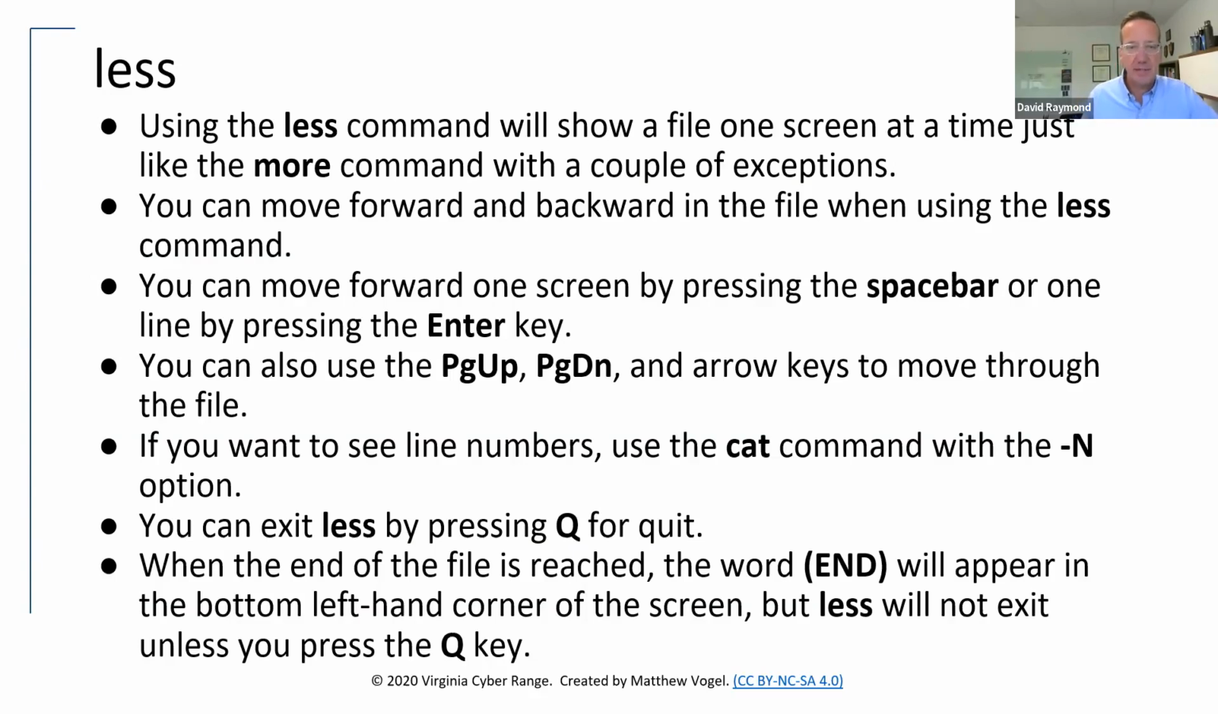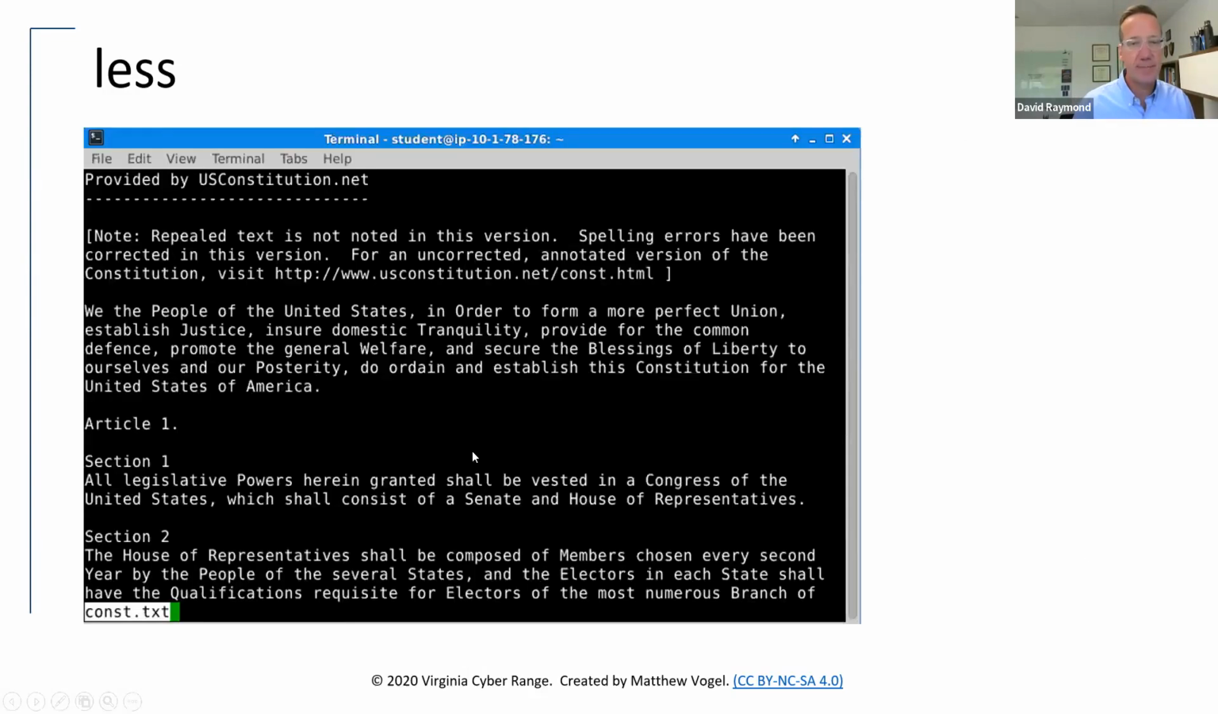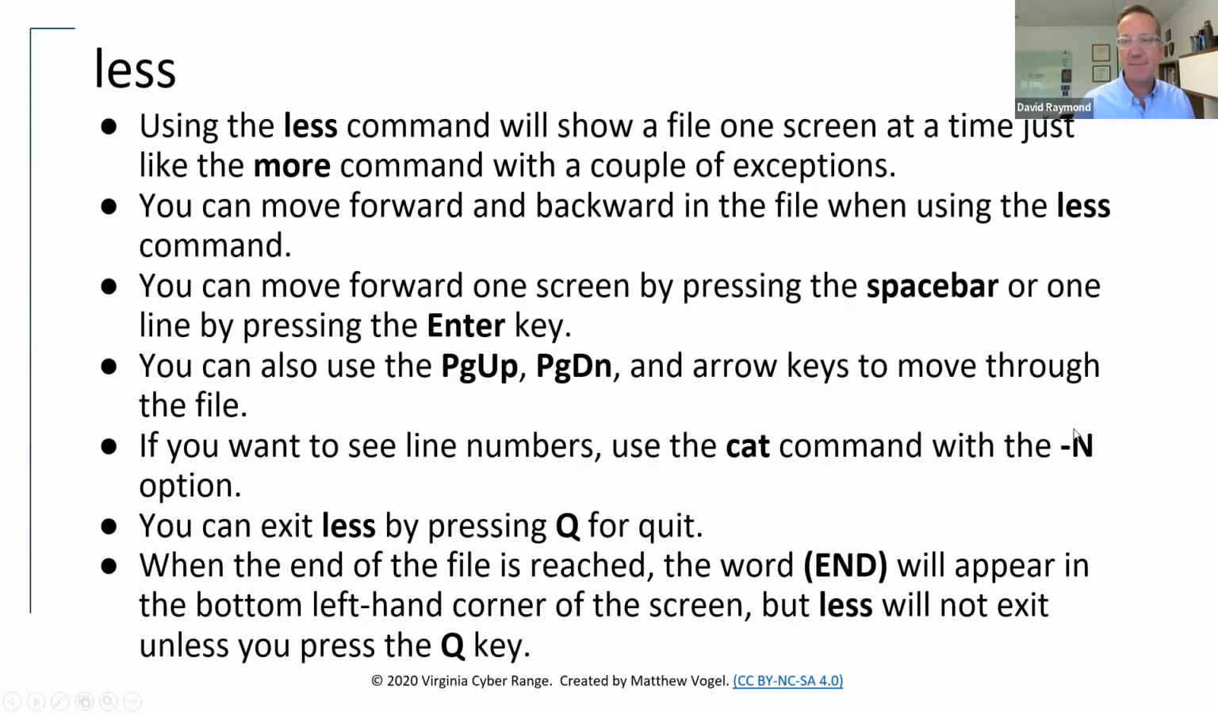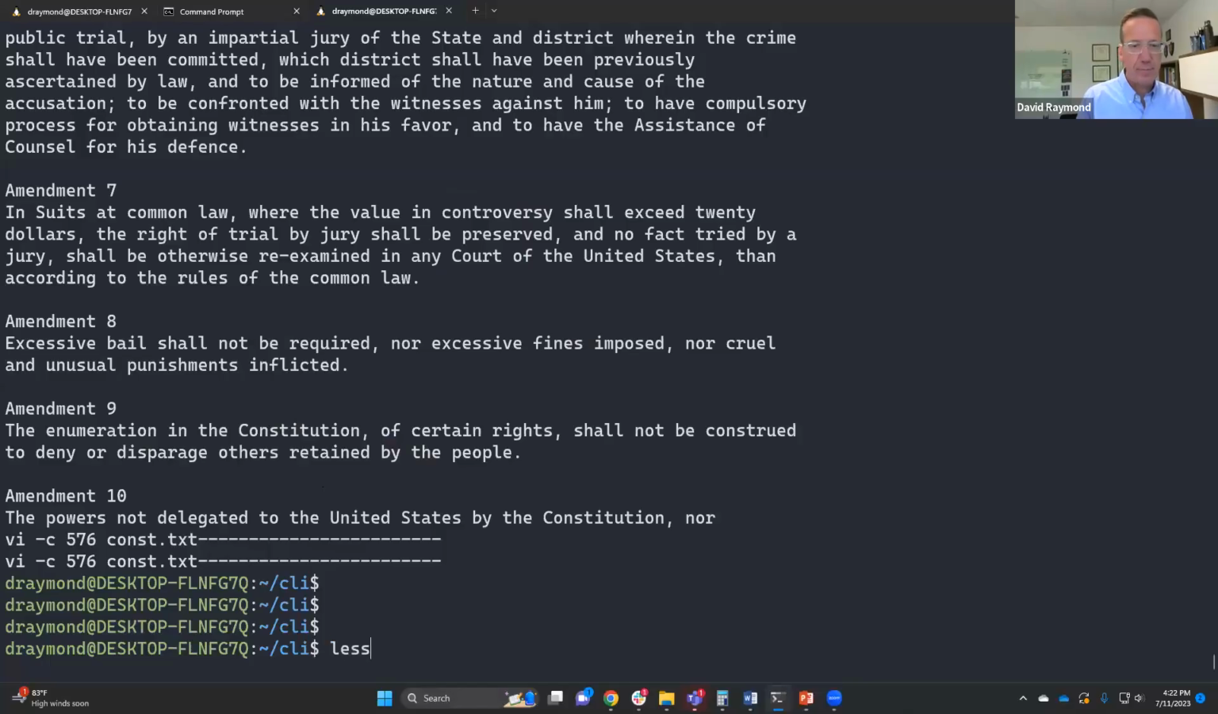And you can exit less by pressing the Q key. Here's an interesting addition. If you want to see line numbers, use the cat command with the -n option, and then you can pipe that into less. Right. So let me just show less here quickly.